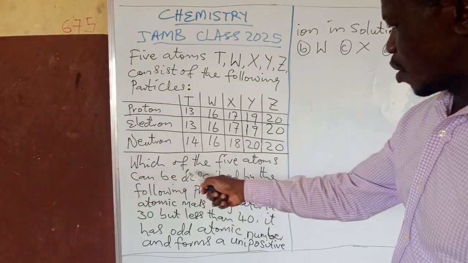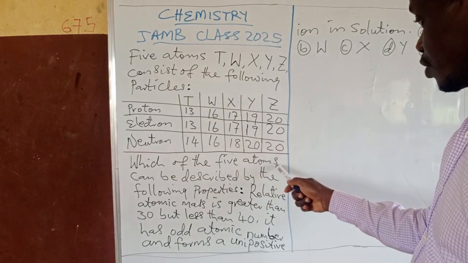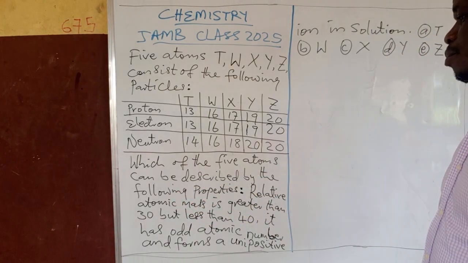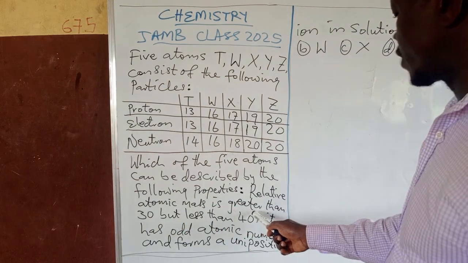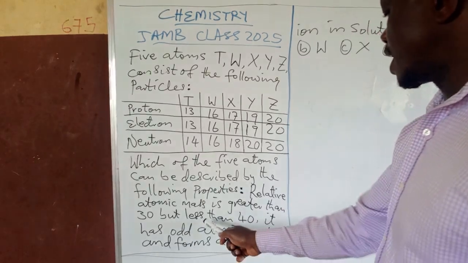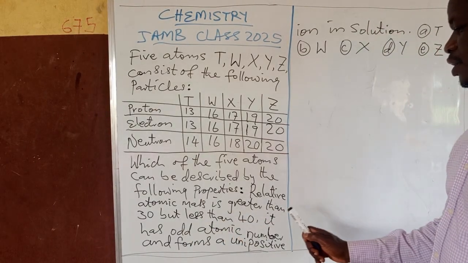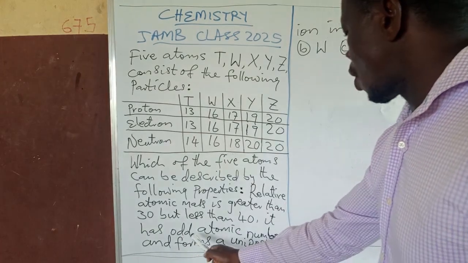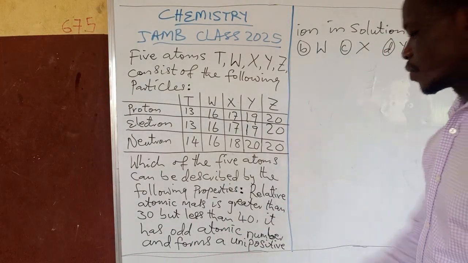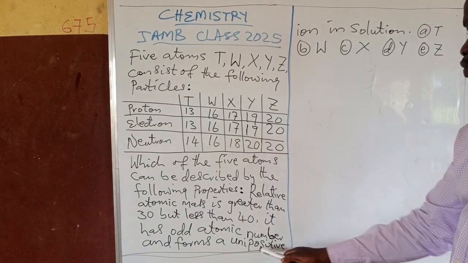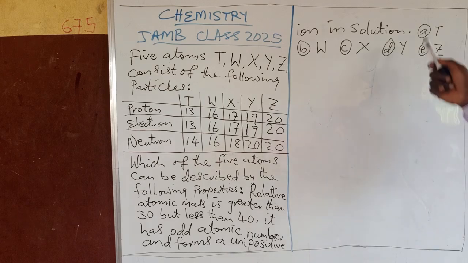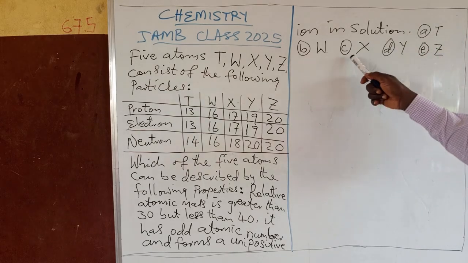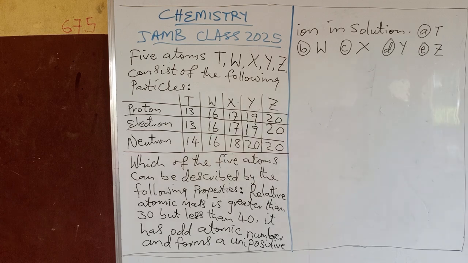And they said, which of the five atoms can be described by the following properties? Relative atomic mass is greater than 30, but less than 40. It has odd atomic number and forms a unipositive ion in solution. A, T; B, W; C, X; D, Y; and E, Z.